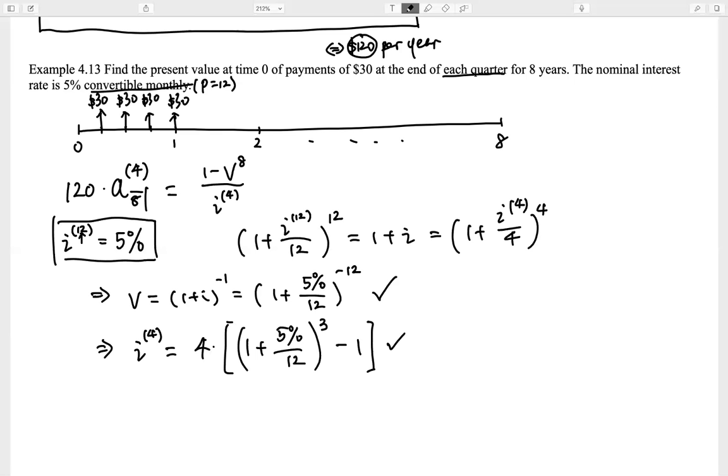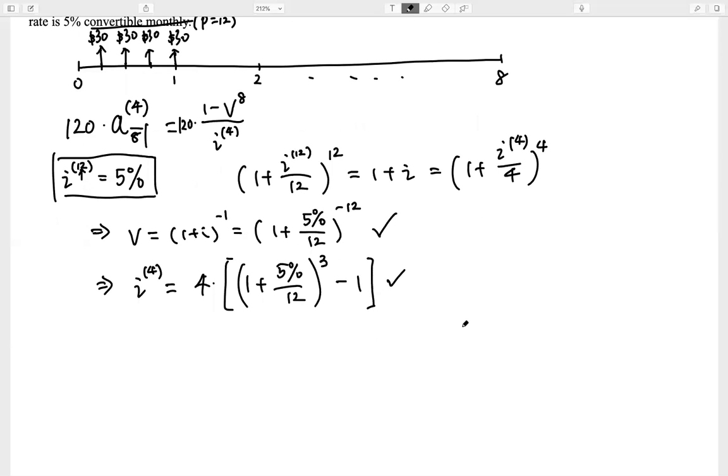Once we have all the numbers, we can plug in. Of course, here I missed the 120. So 120 times that. Okay, we know I upper 4. Then we just plug into that formula to get the result. But of course, we can simply treat this as a standard annuity, right? We don't need to use this new notation.